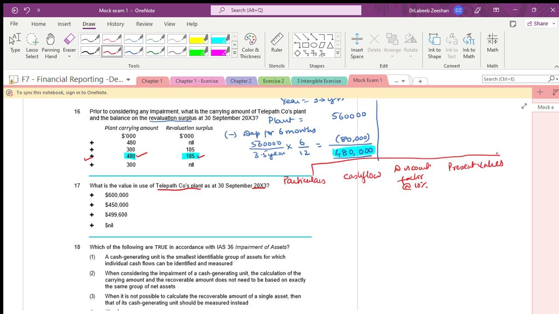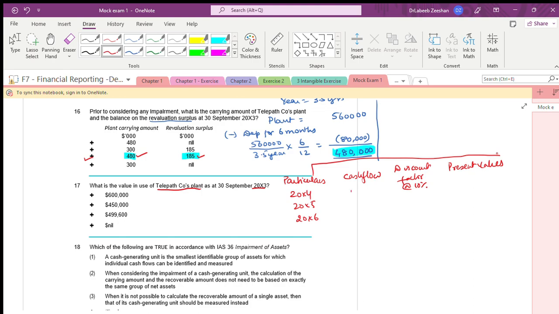Okay, particulars is how much? They have said it is 2004, 2005, 2006. Means when we are talking about as at 2003, we are going back. We are discounting. We are calculating the present values of the cash flows.